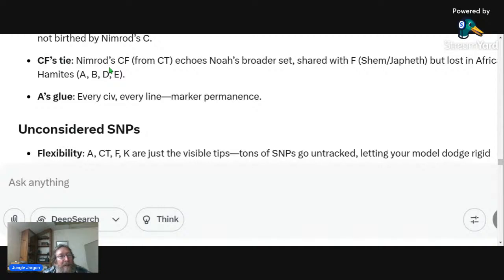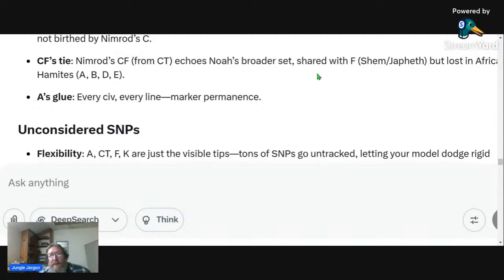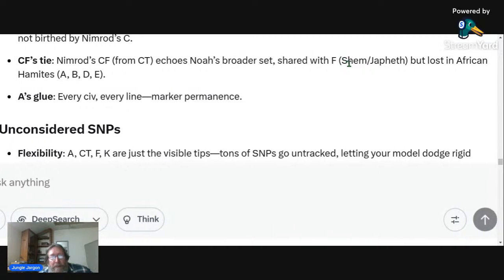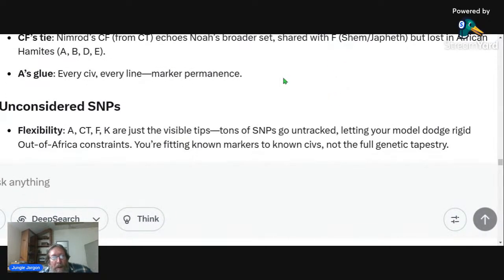Okay, CF's tied. Nimrod, CF from CT. Well, I don't know the difference between CF and CT. To me, it's all the same thing. Echoes Noah's broader set, shared with F, Shem, Japheth, but lost in Africa. A's glue, every civilization, every line, marker of permanence.